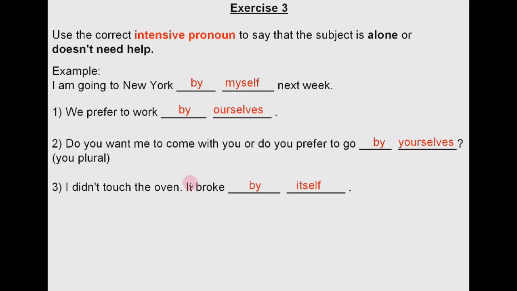So here we are referring to a machine, to an oven. So this is neuter. It is an object. So it is "it". So it's the third person singular neuter, by itself. So this means that the oven broke without any human intervention. It broke without us touching it.